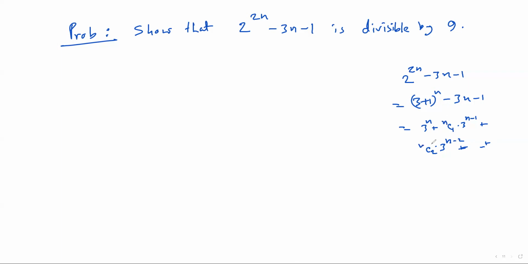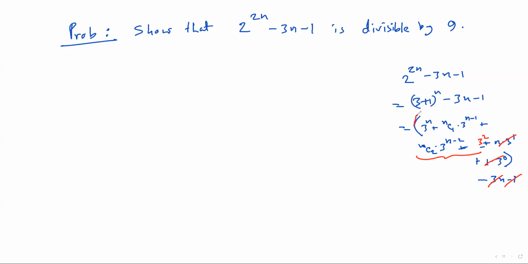So nC1 and nC2. Anyway, so at some point we are going to get 3 to the power 1 with the coefficient n, and finally 3 to the power 0 with the coefficient 1. So this is just the binomial expansion, and we have minus 3 and minus 1 here. And if you observe closely, you can see that this is plus 3n and this is minus 3n. This is plus 1 and this is minus 1. And in all the remaining terms, the least power of 3 is going to be square.